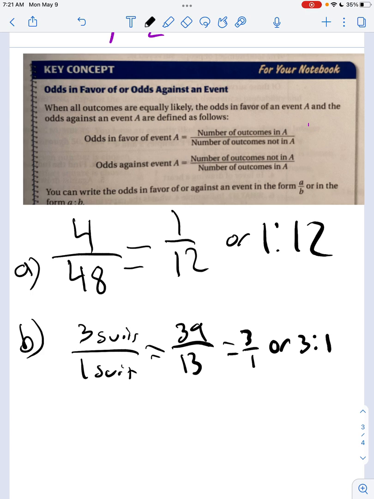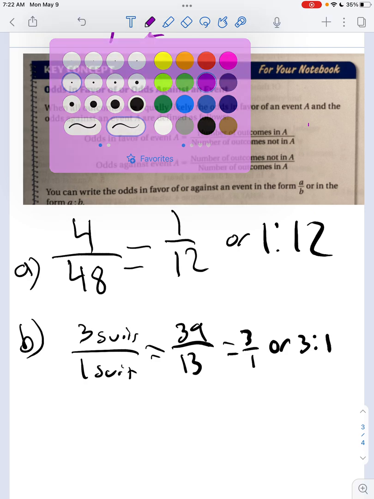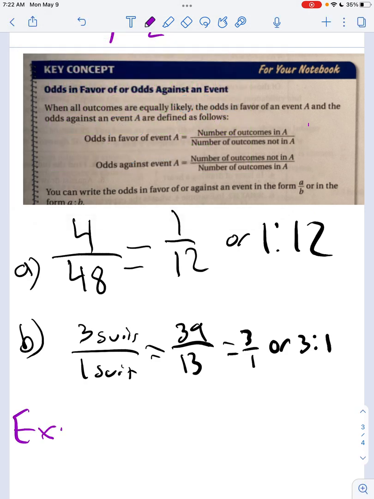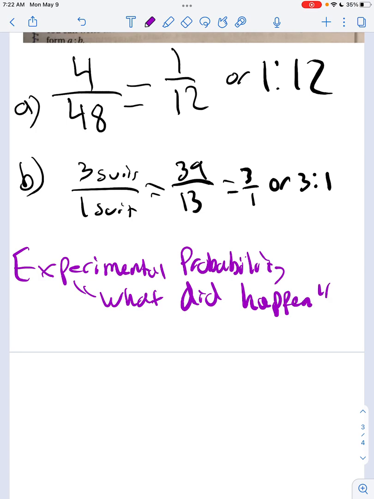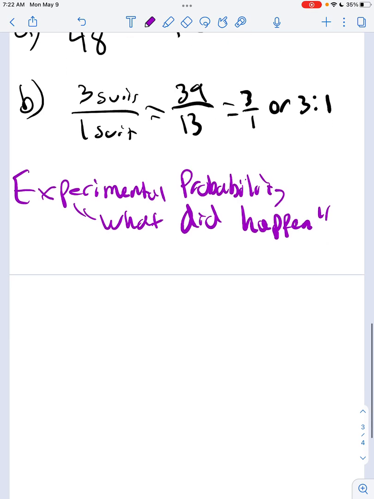That's kind of working with some theoretical probability and just, again, determining what should happen. We also have something called experimental probability, which is what did happen. So you actually have to conduct experiments in order to find experimental probability.